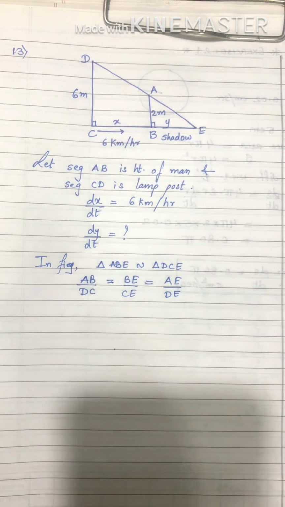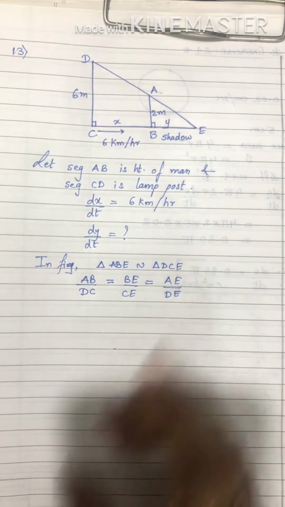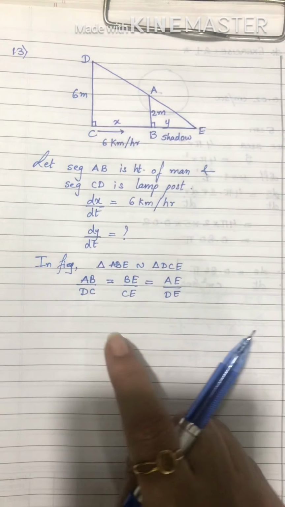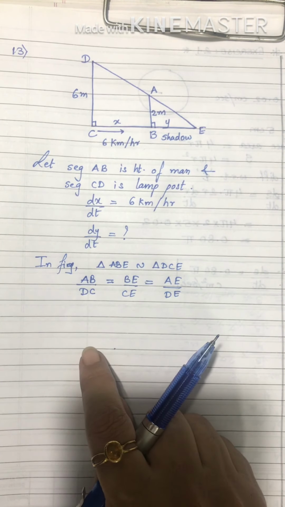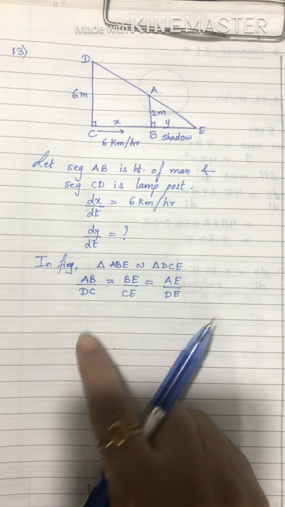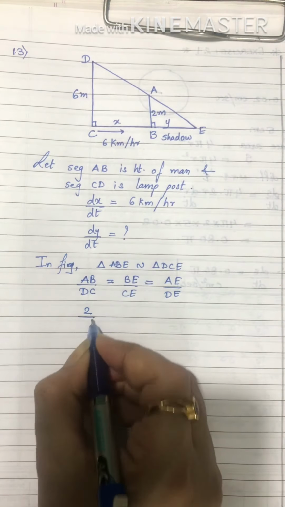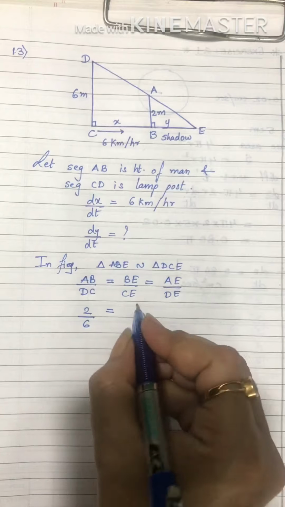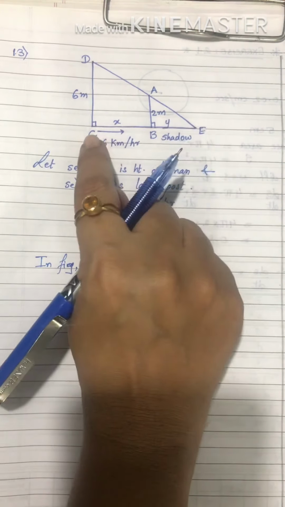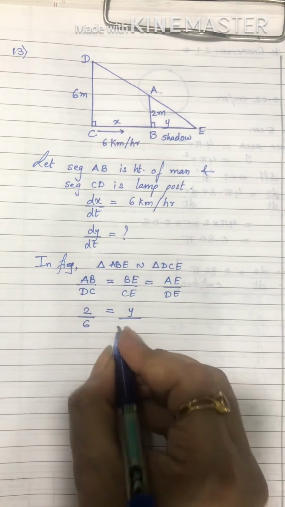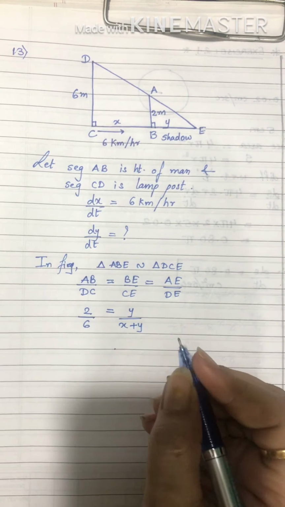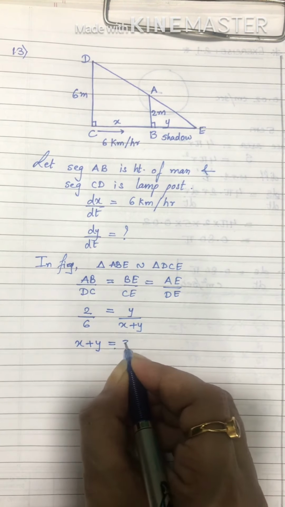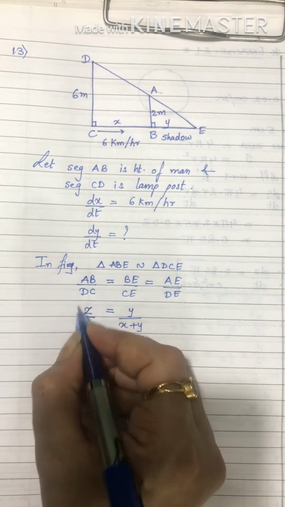Okay, now from the figure, we will try to find out whatever values are known to us. Let's substitute that and try to solve the sum further. Now AB upon DC, we have 2 upon 6 is equal to y upon CE. So CE is nothing but CB plus BE, so we get x plus y. Okay, so let's solve this further. We get x plus y is equal to 3y. Here we cancel, 2 1s are 2, 2 3s are 6.